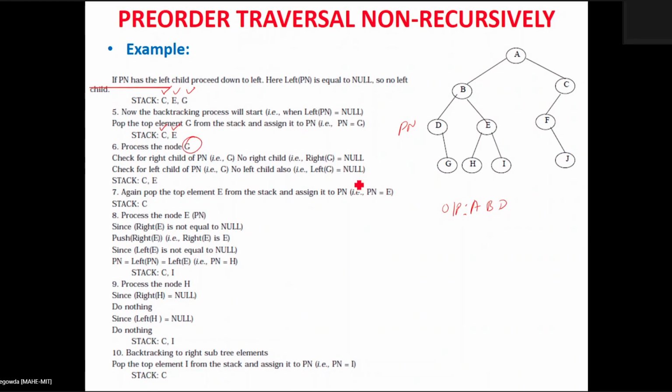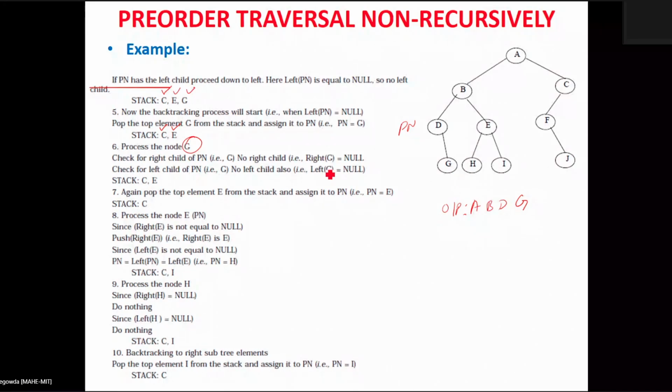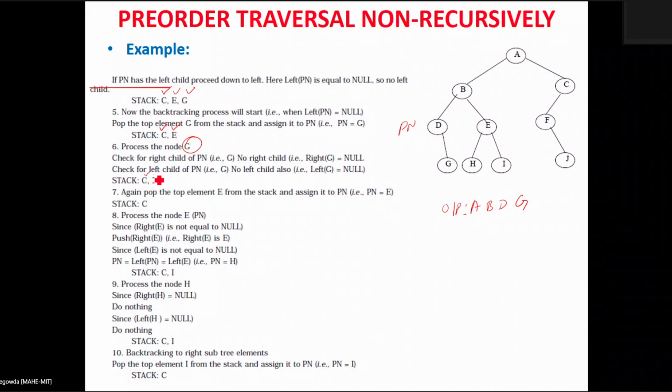Now you process the node G. So G is displayed, and now you have to check whether G has a left child or not. G doesn't have a left child. There is nothing to push onto the stack, so my stack still has C and E. I'm checking whether the left subtree is present for the node G. There is no left child for G.